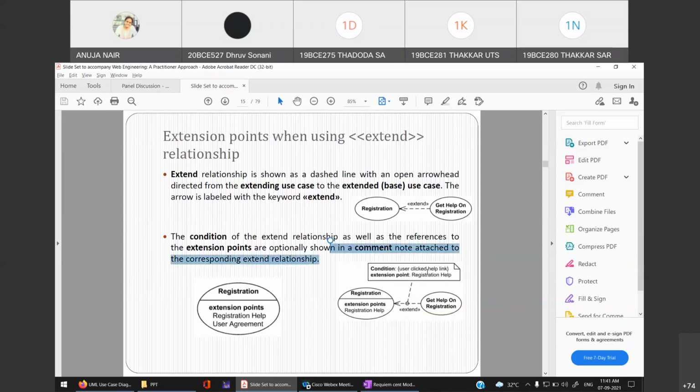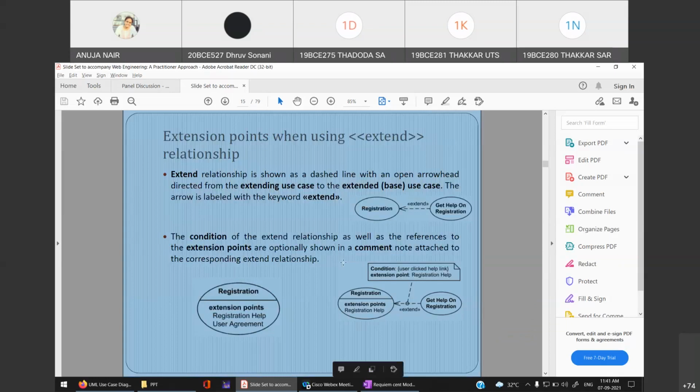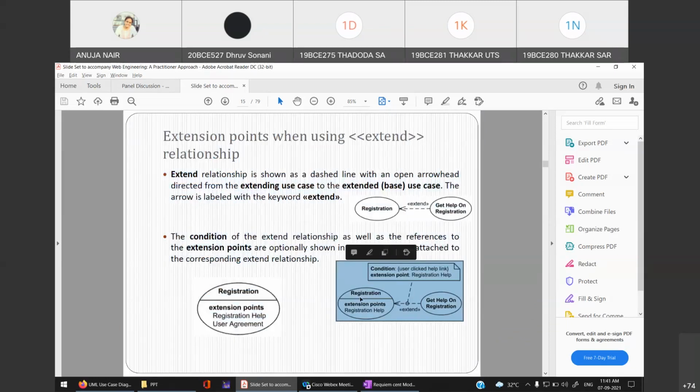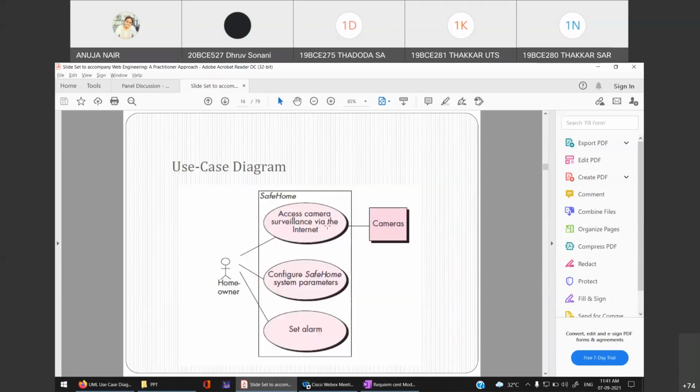So if I read this entire diagram, I will read it this way: whenever a user is doing registration, if he clicks on the help link, then the get help on registration use case would be taken into consideration or activated. Otherwise, the get help on registration use case is not used. That is the meaning of extension point. Okay, great. Anybody else who has a doubt with use case diagrams?